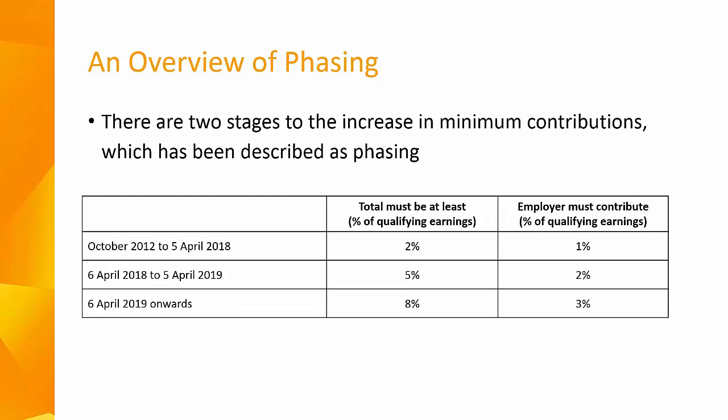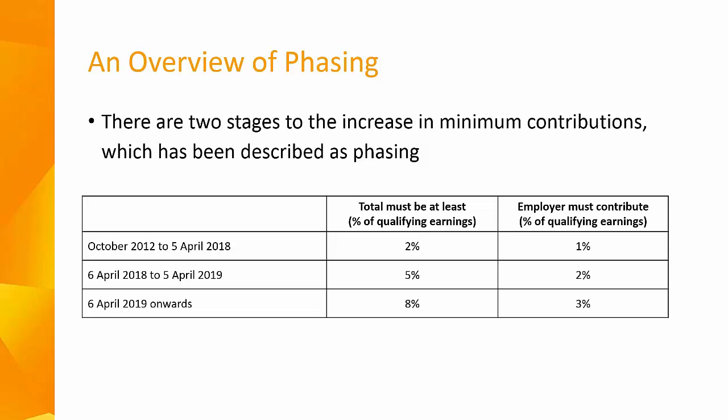By law, the minimum contribution rates for automatic enrolment are set to increase within the next 12 months. There are 2 stages to the increase in minimum contributions, which have been described as phasing. The first increase will take place this coming April, and the second increase in April 2019. On the 6th of April 2018, the total minimum contribution will increase from 2% to 5%. Employers will need to contribute a minimum of 2%, and employees will need to contribute the remaining 3%.